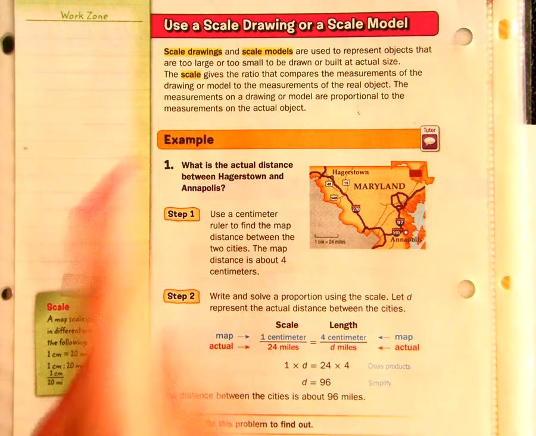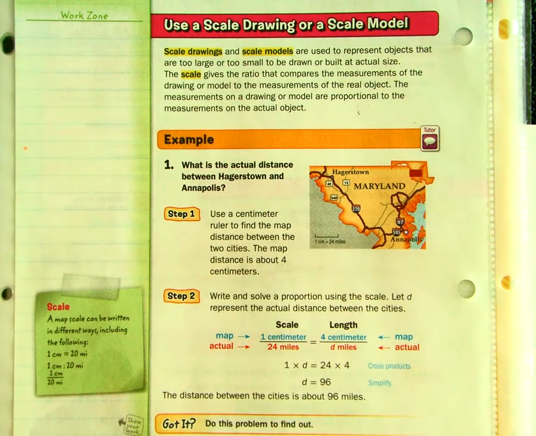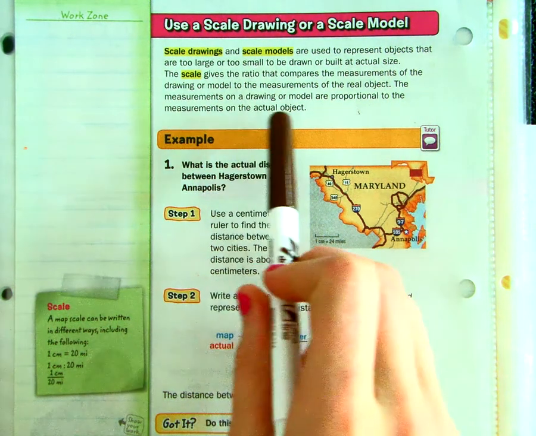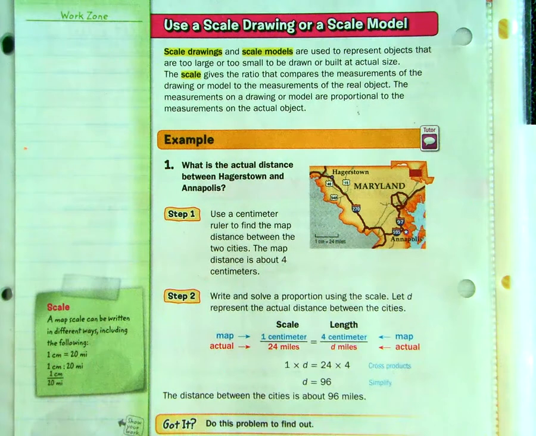Scale drawings and scale models are used to represent objects that are too big or too small to be drawn or built at actual size. The scale gives a ratio that compares the measurements of the drawing or model to the measurements of the real objects. The measurements on a drawing or model are proportional to the measurements on the actual object.